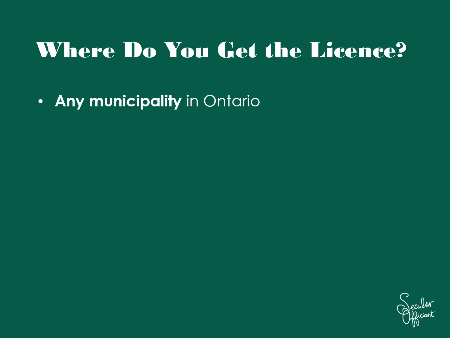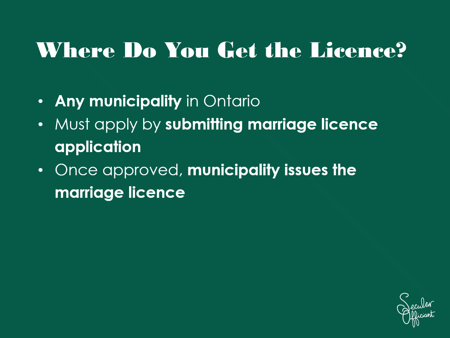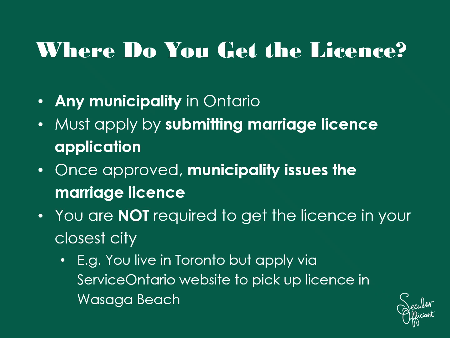Where do you get the license? Any municipality in Ontario can issue the marriage license. You must apply for the license by submitting a marriage license application. Once your application is approved, you will receive the marriage license from the municipality. You are not required to get the license in your closest city. For example, you live in Toronto but apply online via the ServiceOntario website to pick up the marriage license in Wasaga Beach.